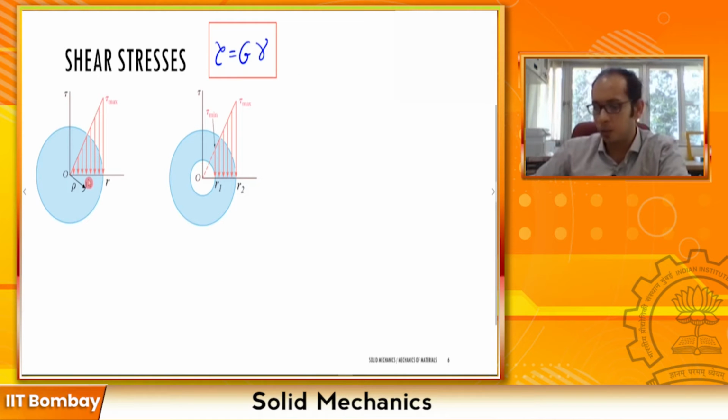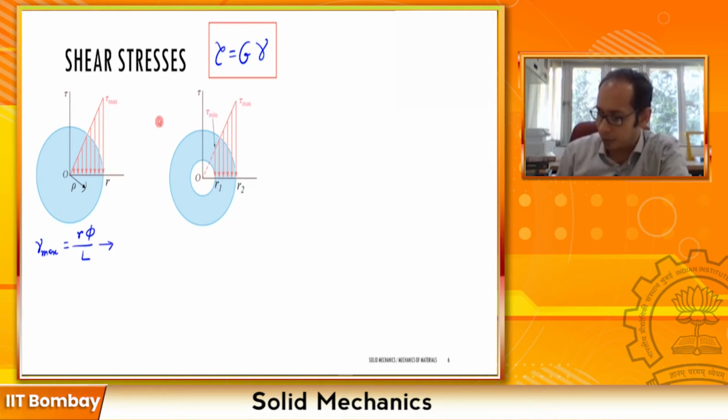So for here, what is my tau max going to be? Remember, my gamma max was R phi times L. So that automatically tells me my tau max is going to be G R phi by L over here, right? And so this is the maximum tau which is happening at the exterior over here.